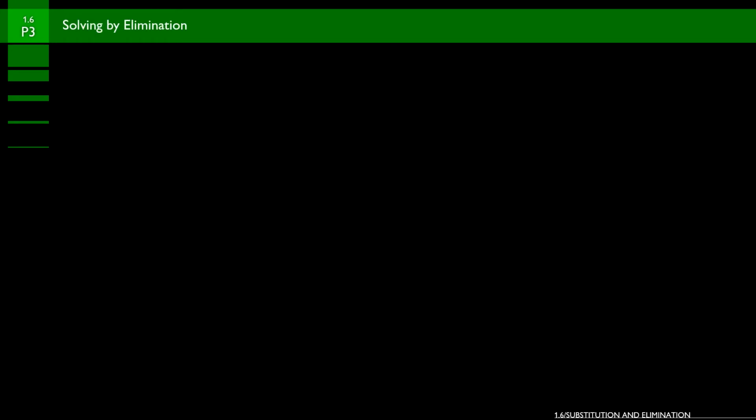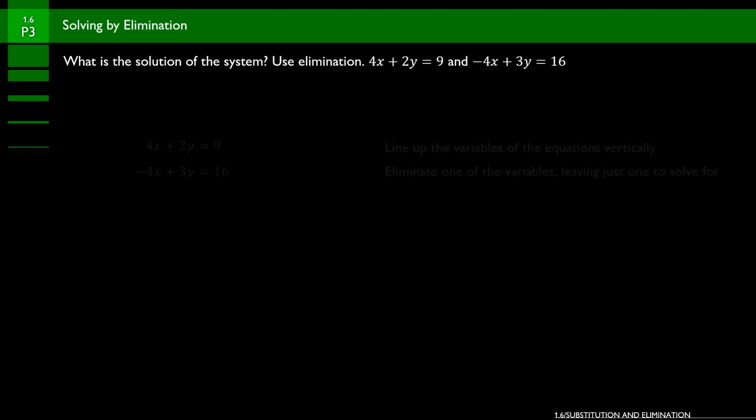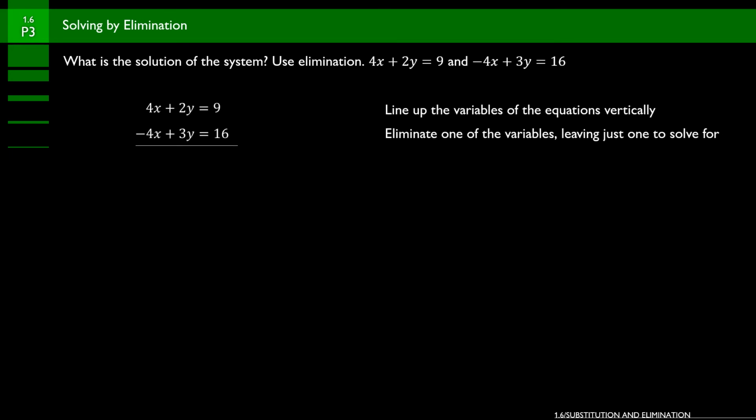In problem number 3, we're going to solve by using elimination. So in this system, we're given 4x plus 2y equals 9 and negative 4x plus 3y equals 16. Now what you want to do with elimination is to go ahead and stack your two equations so that you have your x's vertically aligned, you have your y's vertically aligned, and then you have what they're equivalent to vertically aligned as well.